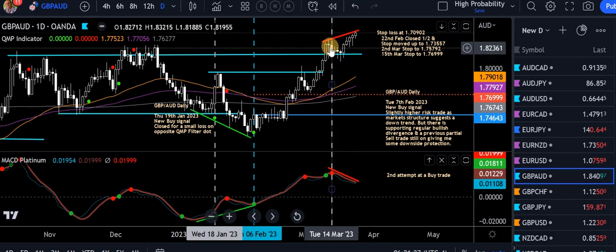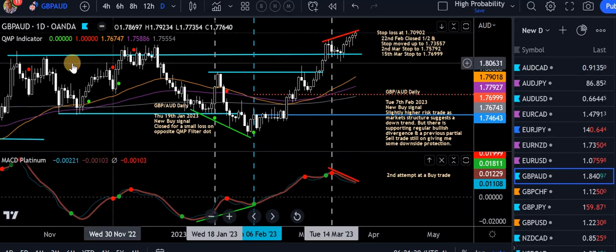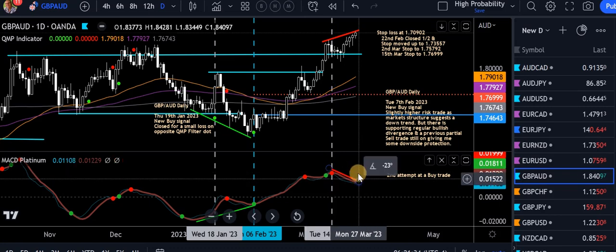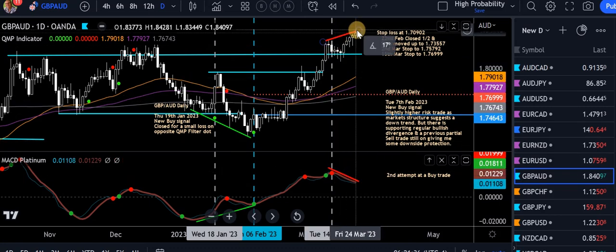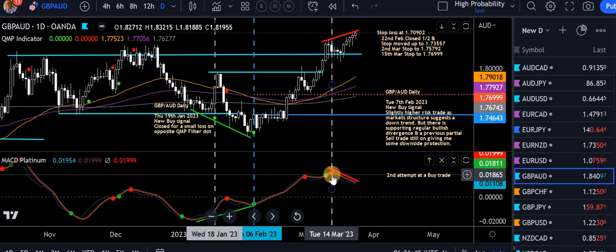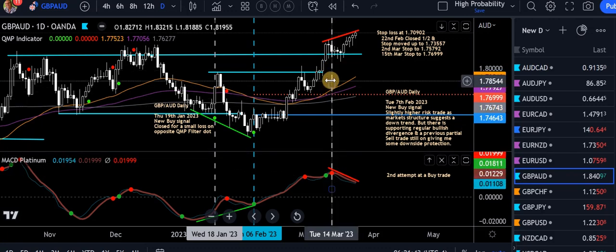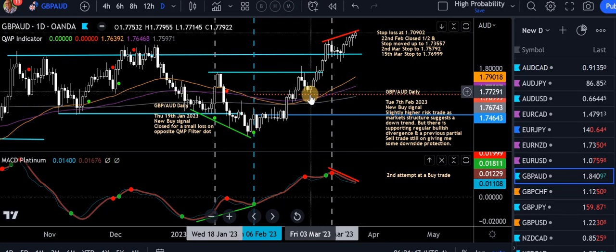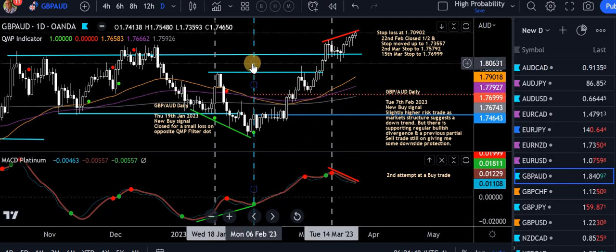In the meantime, we've got higher highs on price. We've broken this previous high here, and we've got lower highs on the MACD platinum, so potential divergence forming there. There's a grey vertical line. We've already got a red dot on the MACD platinum above the zero level, so I'm in sell mode now, and it's just a matter of trailing the stop up. I could get aggressive with the stop and drag it up below this low here, this little fractal here.